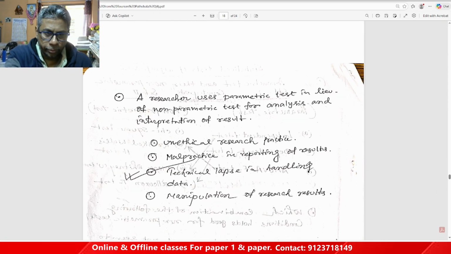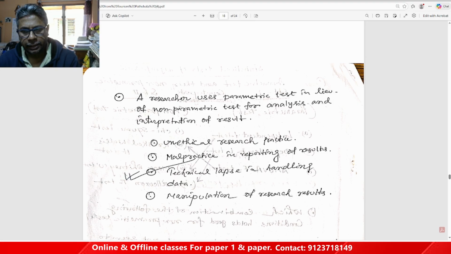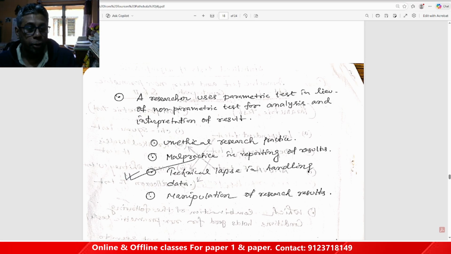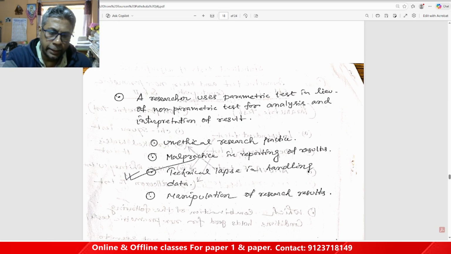A researcher uses a parametric test in lieu of a non-parametric test for analysis and interpretation of results. Is this a case of unethical research practice, malpractice in recording of results, technical lapse in handling data, or manipulation of research results? The correct option is technical lapse in handling data.